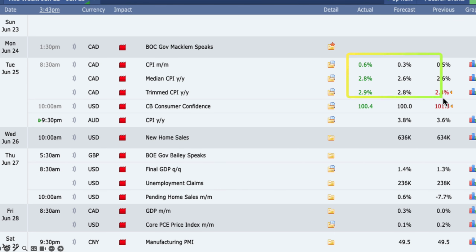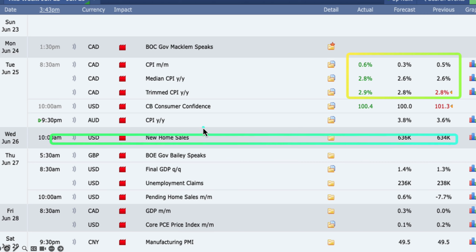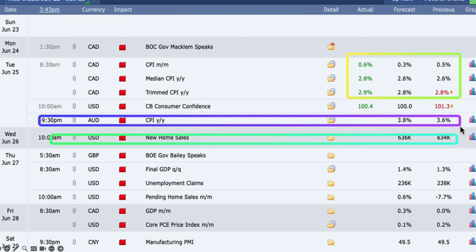You can see it was a positive number across the board, but not a whole lot going into tomorrow. We had the Aussie CPI tonight. This is something I'll be watching as well. Remember, the Aussie is at the top end of the range. So this is something I'll be looking at for a range-bound trade.